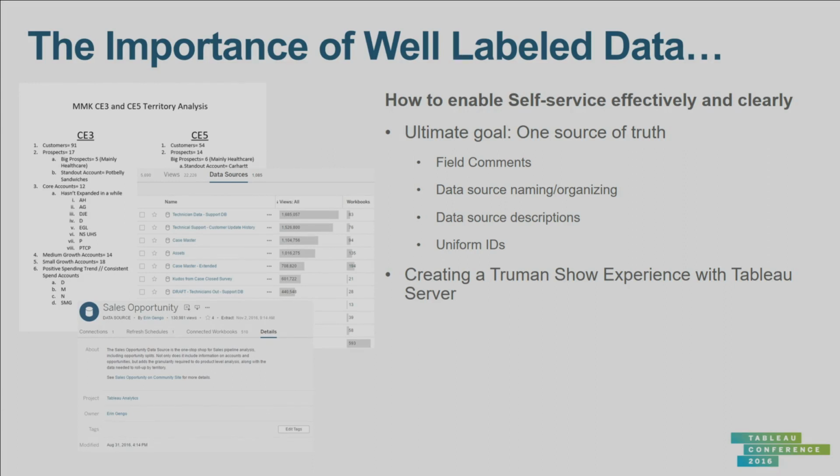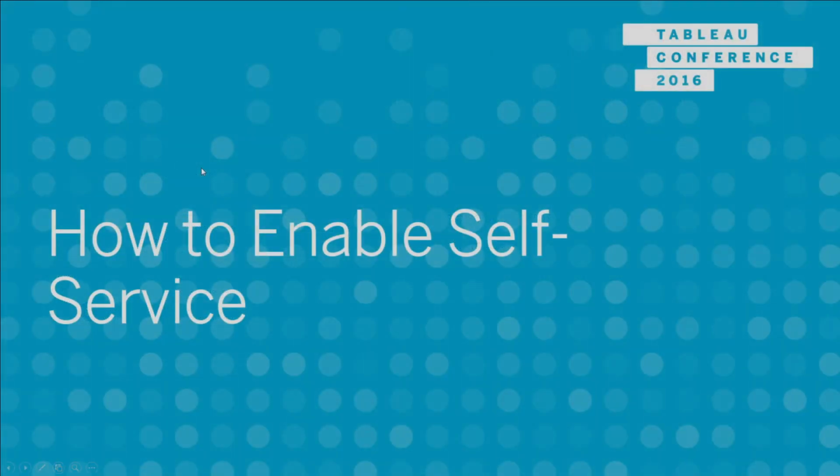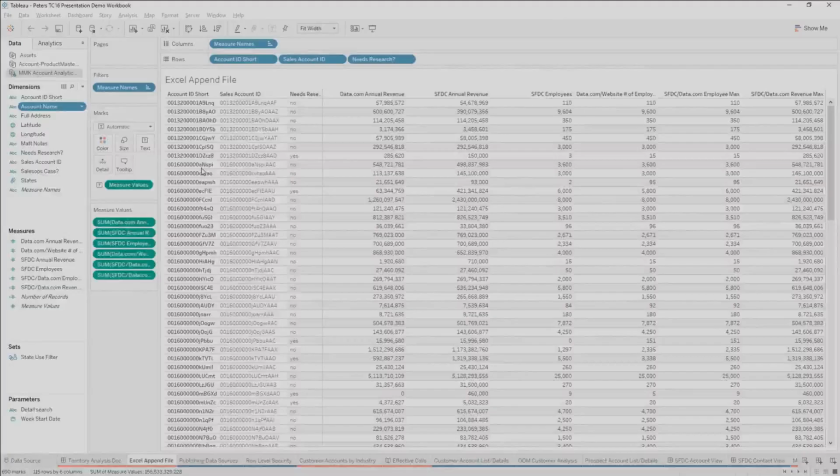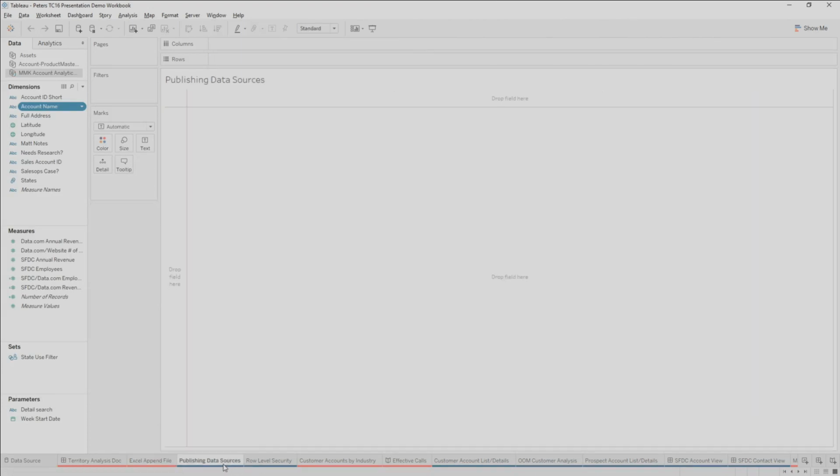As you create that Truman Show experience, what I want to start with today is showing you how to enable self-service. So we'll take a look at how to do that in Tableau Desktop. First and foremost, if anyone didn't know, you can actually publish data sources not connected to a workbook as just a place to create reports from and a place where other people can connect their workbooks to.